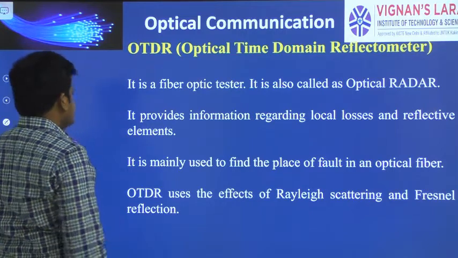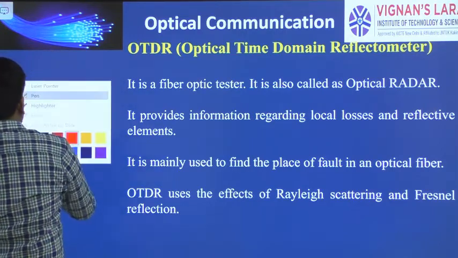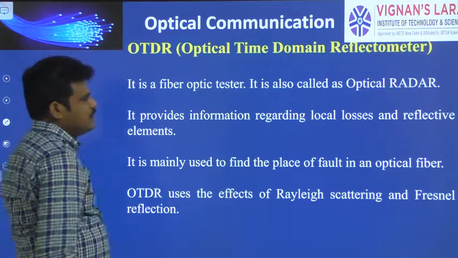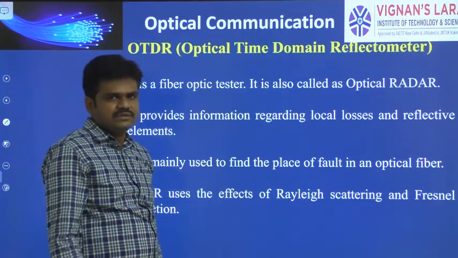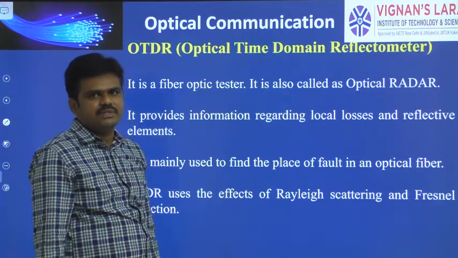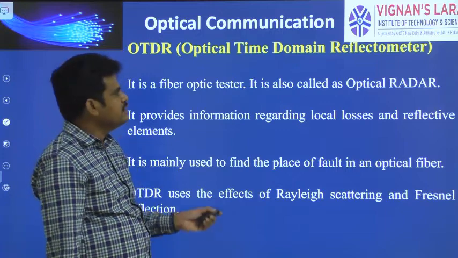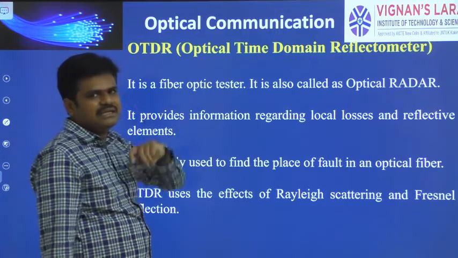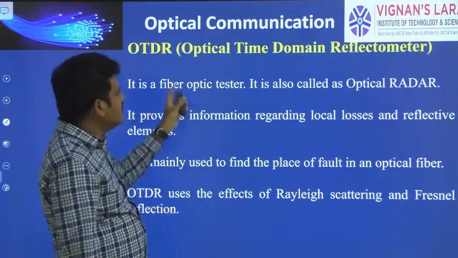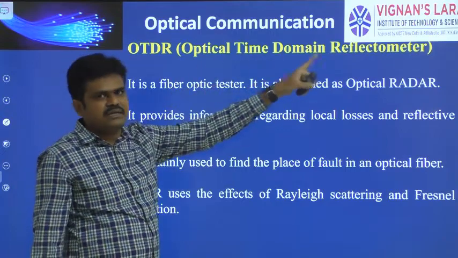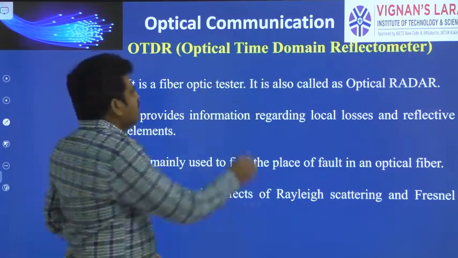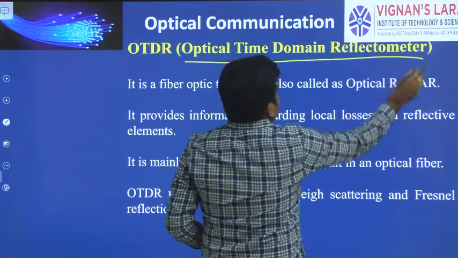The third method to calculate the attenuation, or the power received, is OTDR. OTDR is an instrument actually. OTDR full form is optical time domain reflectometer.